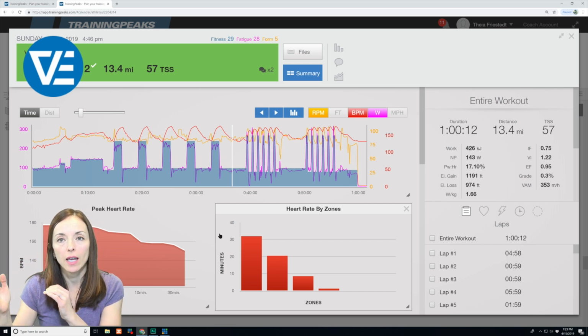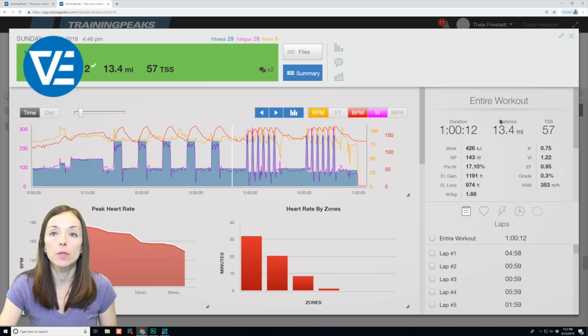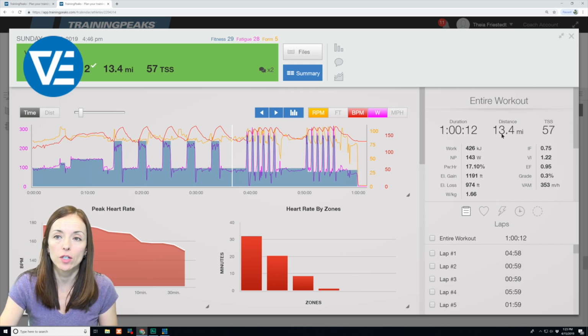Were you at constant cadence? Were you changing your cadence? What was your power, etc.? Then on the right side here, entire workout is a summary very similar to the one you saw on the first page when I started the video.